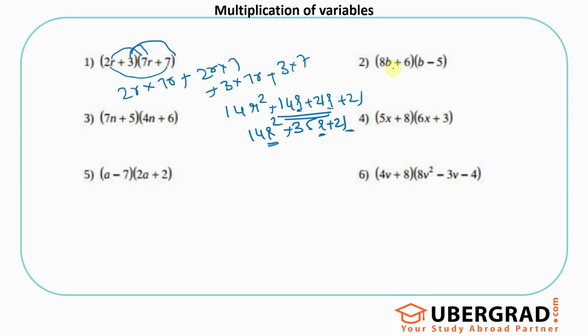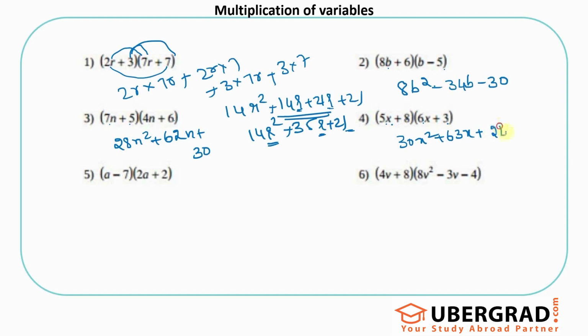Hope you have tried. So I'll just do it slightly quickly. It will be like 8b square. Right? It will be like minus 40b and plus 6b, that is minus 34b and minus 30. This will be 7n into 4n is 28n square, 7 6s are 42n plus 5 4s are 20, that is 62n plus 6 5s are 30 will be the answer. And this will be 5x into 6x is 30x square, 5x into 3 is 15x plus 8 into 6 is 48x, that will be 63x plus 8 3s are 24.